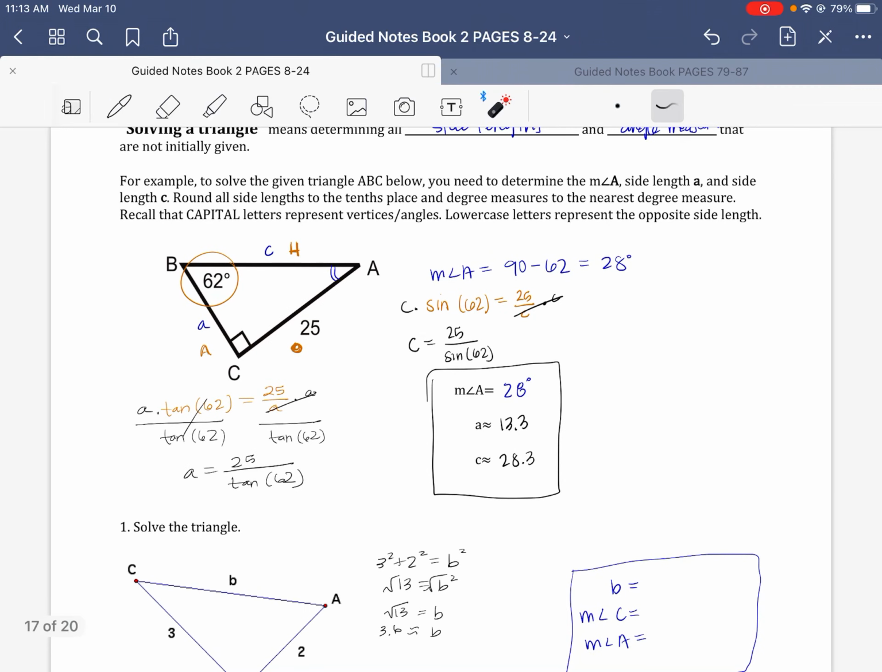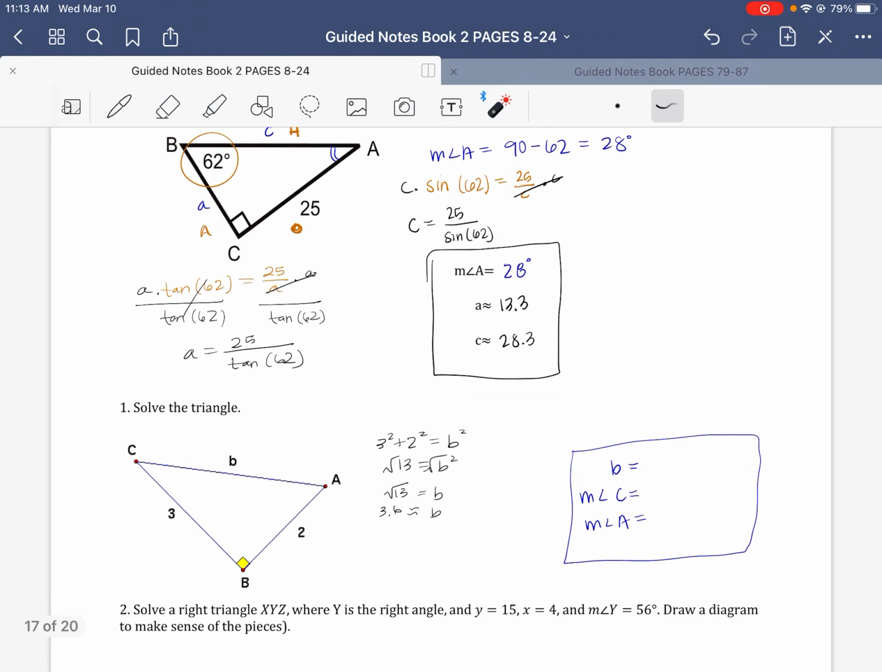Now up here in the instructions, and I should have read this initially, it says round all side lengths to the tenths place, and degree measures to the nearest degree measure. Okay, just practicing doing either of those. So this one's a side length, so I'm going to leave it as 3.6.